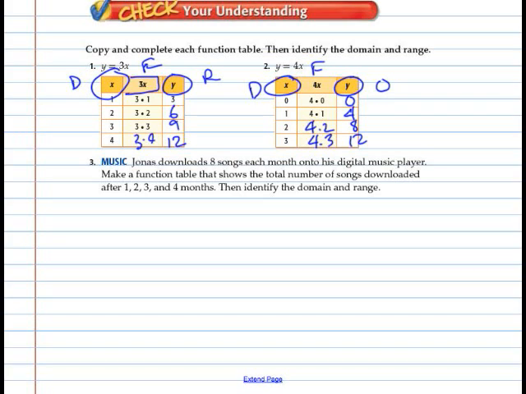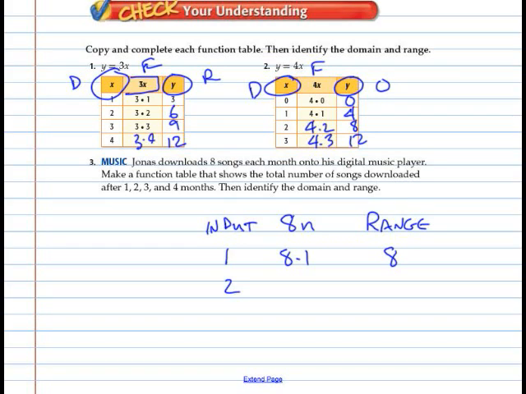Function rule, 4x. Jonas downloads 8 songs each month into his digital music player. Make a function table that shows the total number of songs downloaded after 1, 2, 3, and 4 months. Then identify the domain and the range. Okay, so our input would be the months. Our range would be the songs. Our function rule would be 8n.